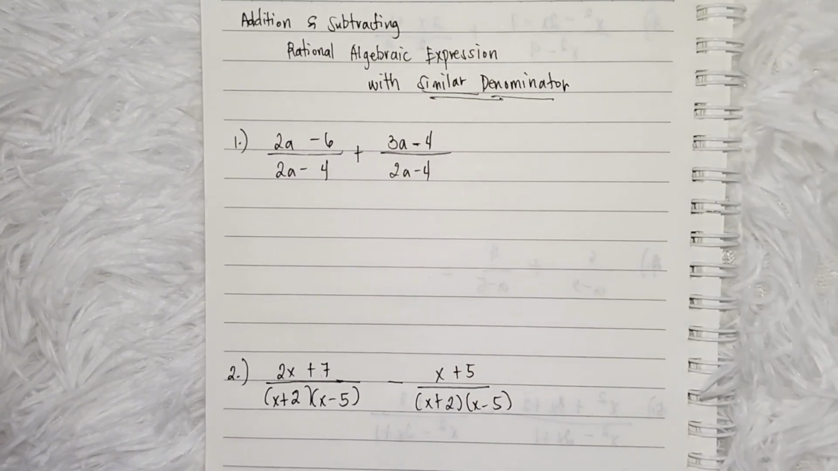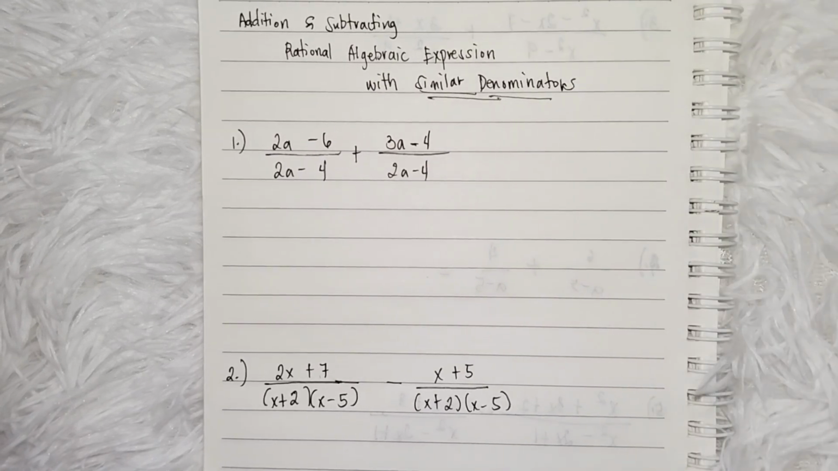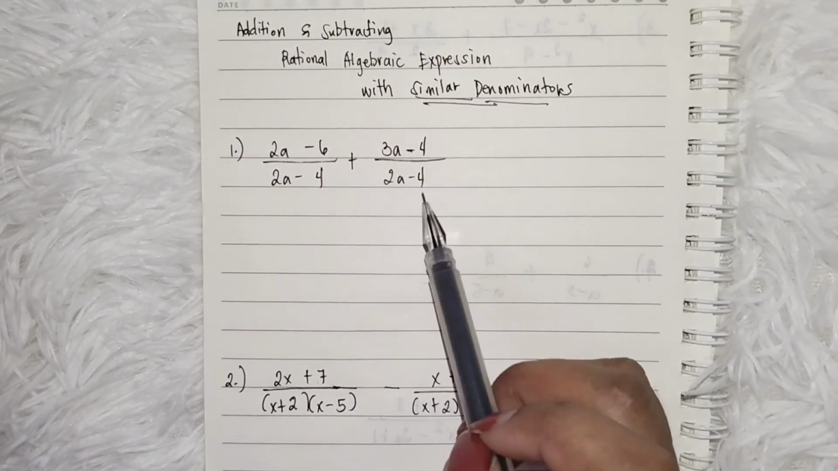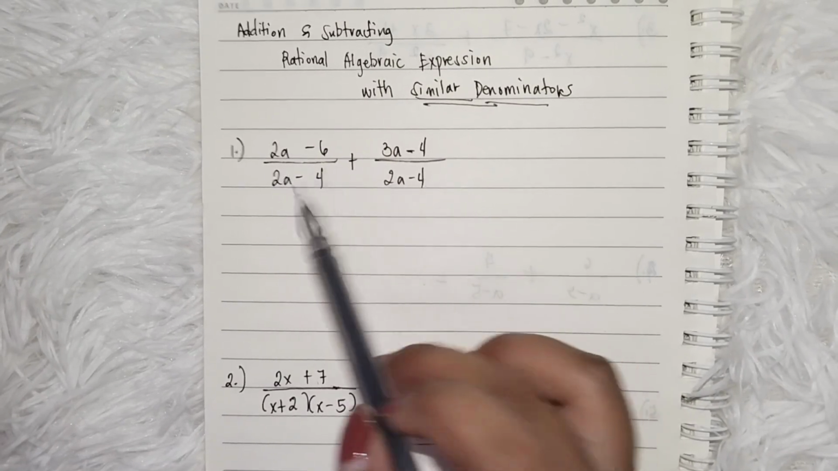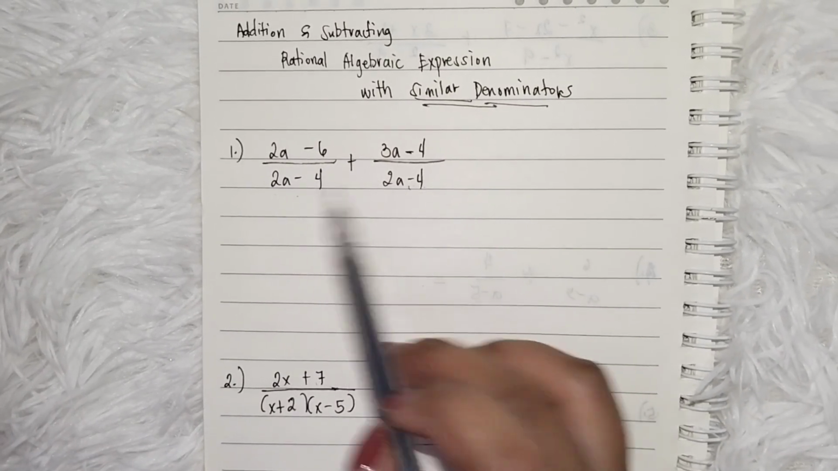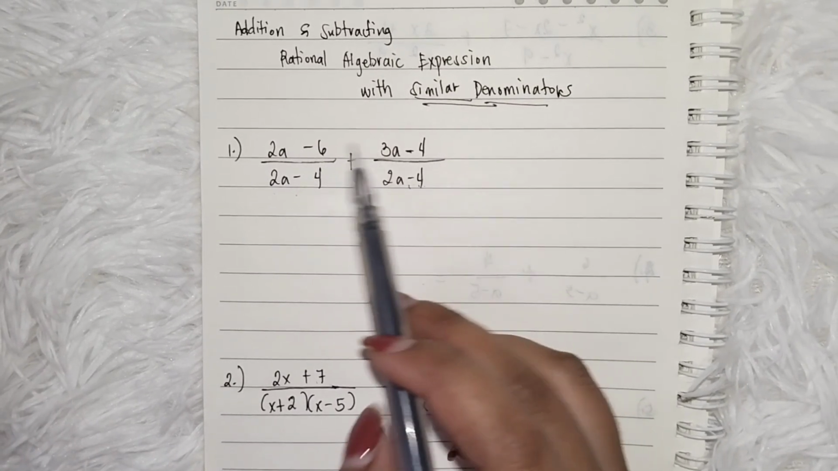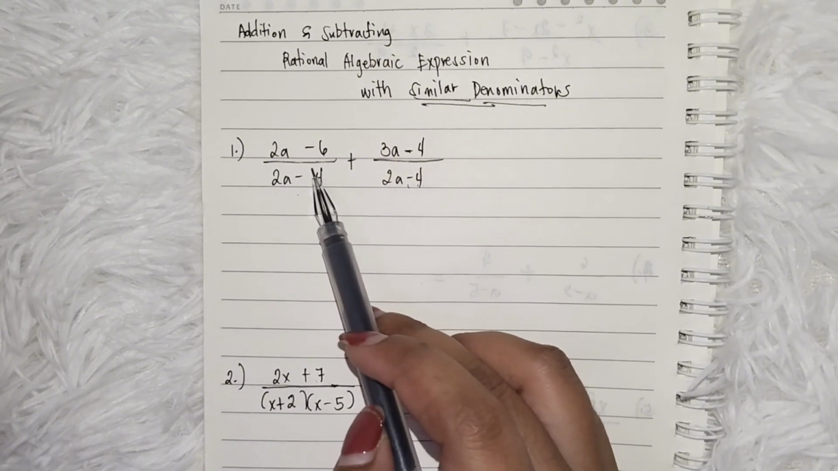So basically, kapag sinabi nating similar denominators, okay, so it's all about, parang it's something like similar fractions. Okay, similar fractions. So, ibig sabihin, magkaparehas po ang denominators. Tandaan, ang denominators ay nasa baba ng fraction. Okay, nasa baba ng fraction bar.